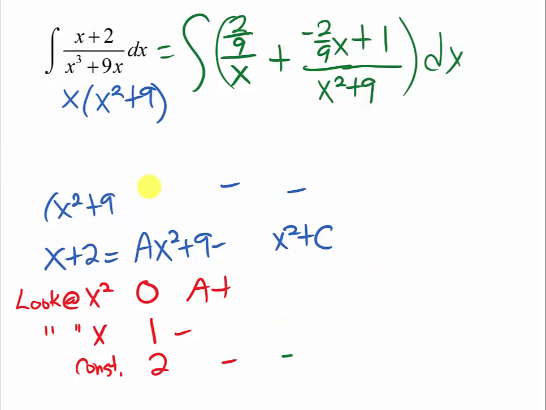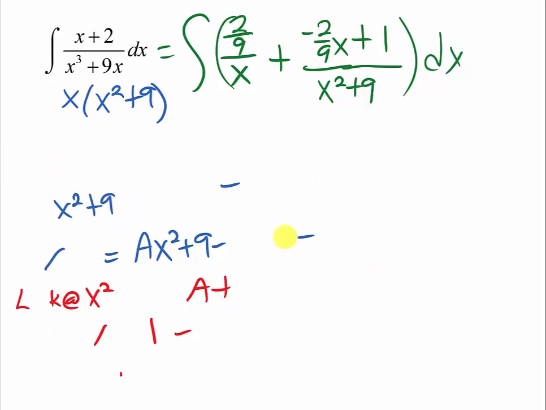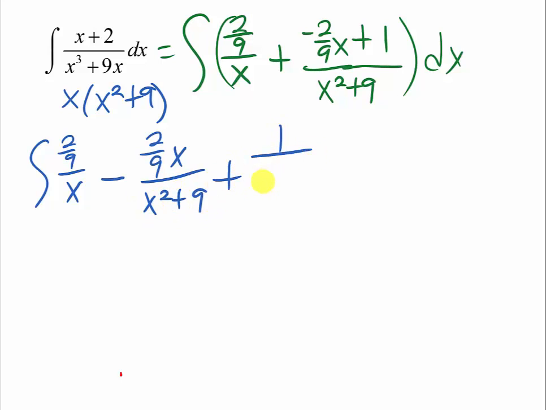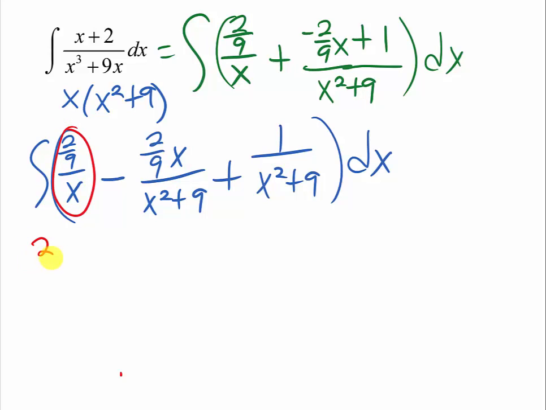Okay, so the next thing that we want to do is we want to see if we can break this up into 3 different fractions, because I see the numerator has 2 terms here. So we're going to break that up. We're going to have the integral of 2/9 over x minus 2/9 x over x squared plus 9, and then plus 1 over x squared plus 9, and that's dx. Okay, now we're ready to look at each fraction and see if we can work those out. So I can do this one. That's going to be 2/9, and if we integrate 1 over x, that would be natural log of x.